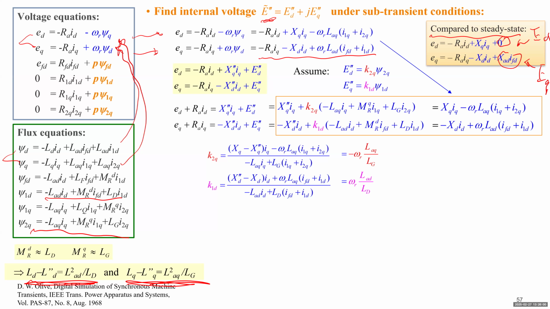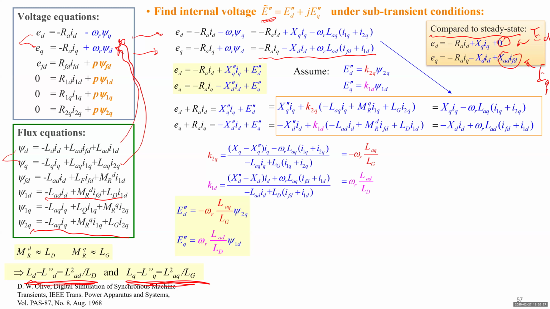With those two equations, K2Q is simply equal to this one. You can verify that manually; you just plug in those two equations here. So now we know psi D double prime is proportional to psi 2Q, and the coefficient is negative omega R multiplied by LAQ divided by LG.